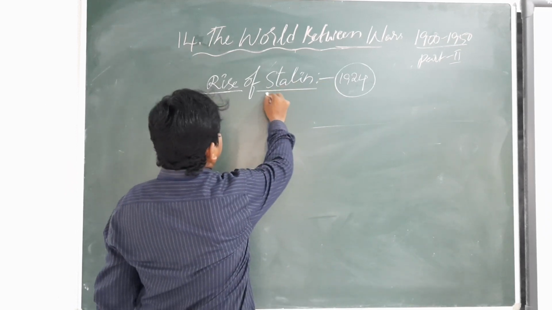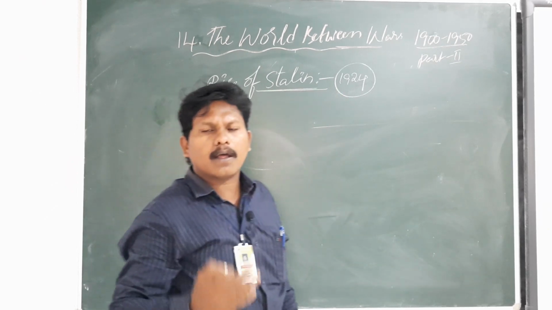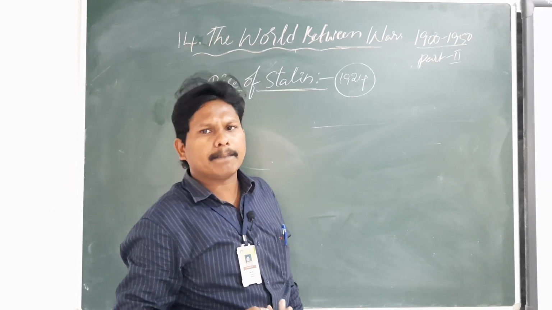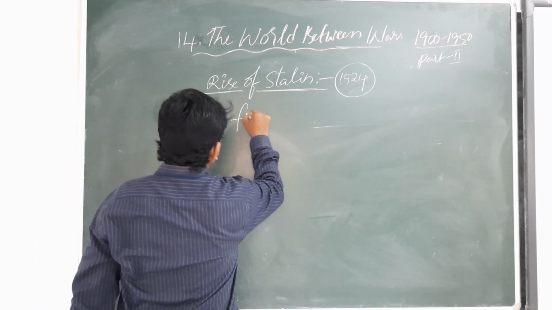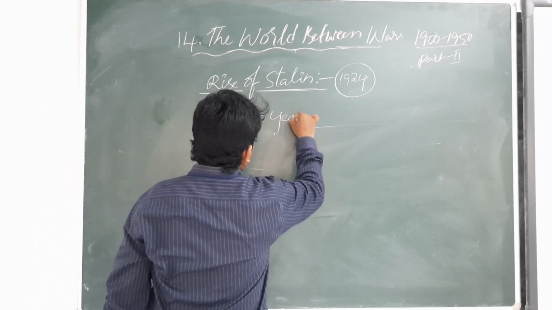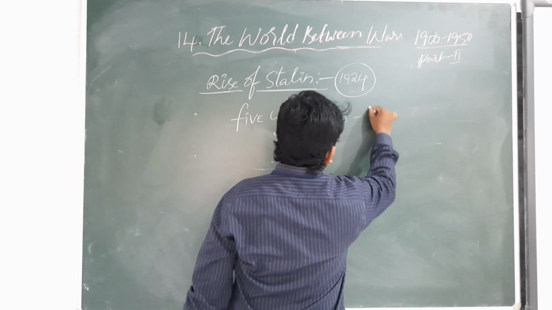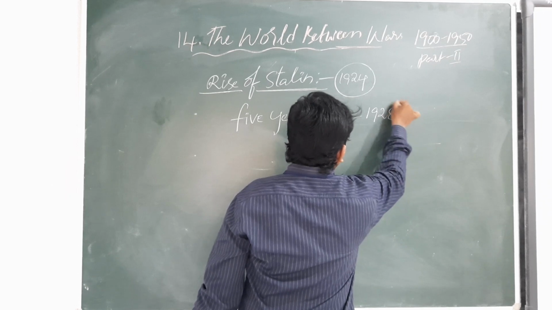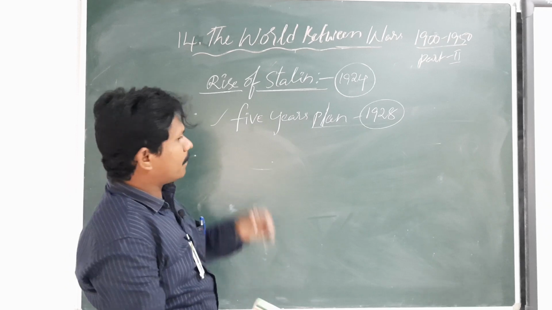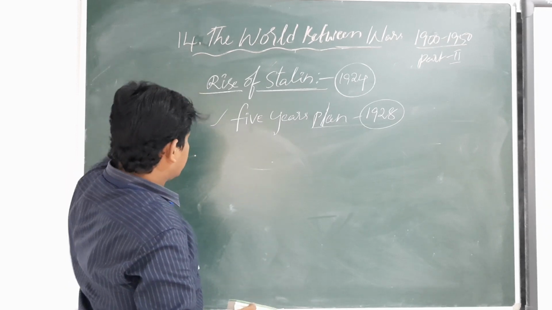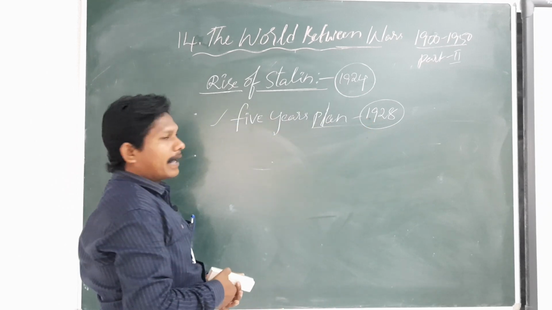At the same time, in the first 10 years, he controlled his opponents. At the same time, he began the program of five-year plans. The five-year plan began in 1928. He established an economic development scheme, or program, in Russia in 1928 under Joseph Stalin.